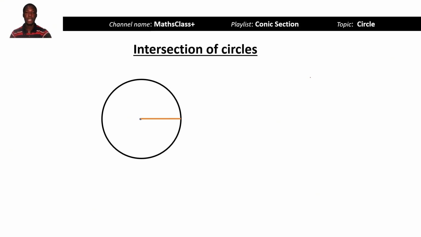So we take a look at our first situation. This is our first circle, our second circle. We are labeling the center of the first circle as A, and then we will see how they meet. We also label the center of the second circle as B.